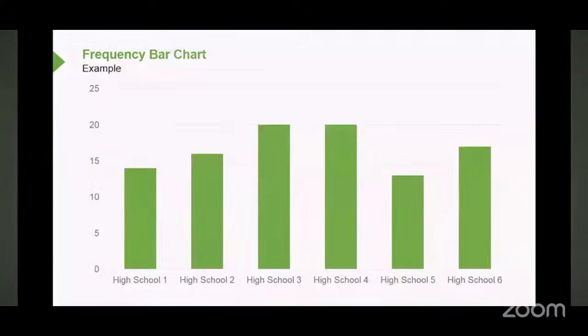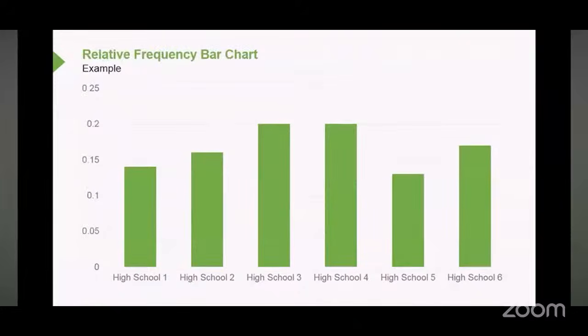Now what about the bar chart? Here's the frequency bar chart with high school 1, 2, 3, 4, 5, and 6 as the labels, 1 corresponding to A, 2 corresponding to B, 6 corresponding to F. Note that the height of each bar corresponds to the number of times that each high school appears in the sample. So the height of the first bar goes up to 14 because that's how many students came from high school A. The height of the second bar goes up to 16 because that's how many students came from high school B, and so on. We can also look at the relative frequency bar chart, which looks exactly the same as the frequency bar chart, except if you look at the y-axis, now the relative frequencies are going down the side as opposed to the actual frequencies.